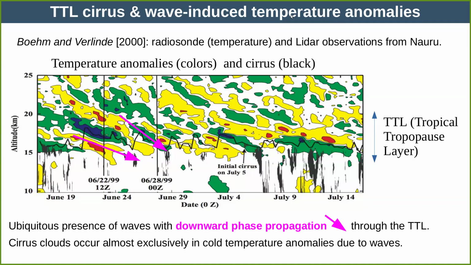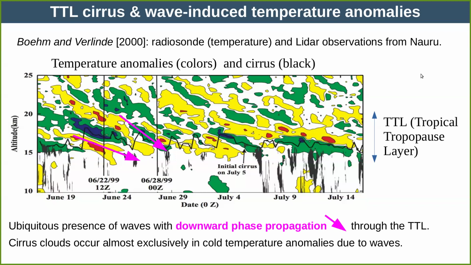This relationship was first highlighted by Boehm and Verlinde in a paper of 2000, using radiosondes for temperature and lidar observation at Nauru Island. On this picture, we see temperature anomalies in green and yellow, and the cirrus line are detected cirrus. And we see that there is a good coincidence between cirrus clouds and cold anomalies. So here it's the green anomalies.